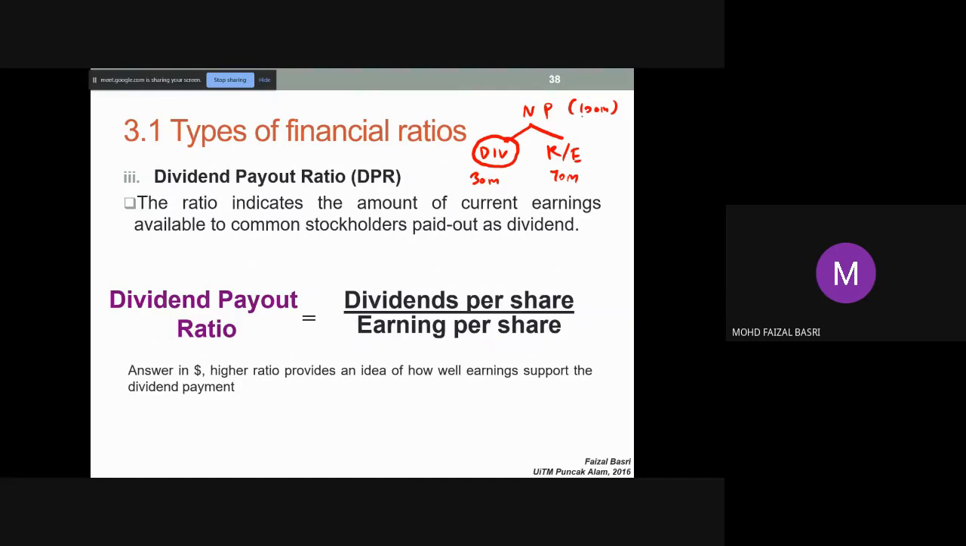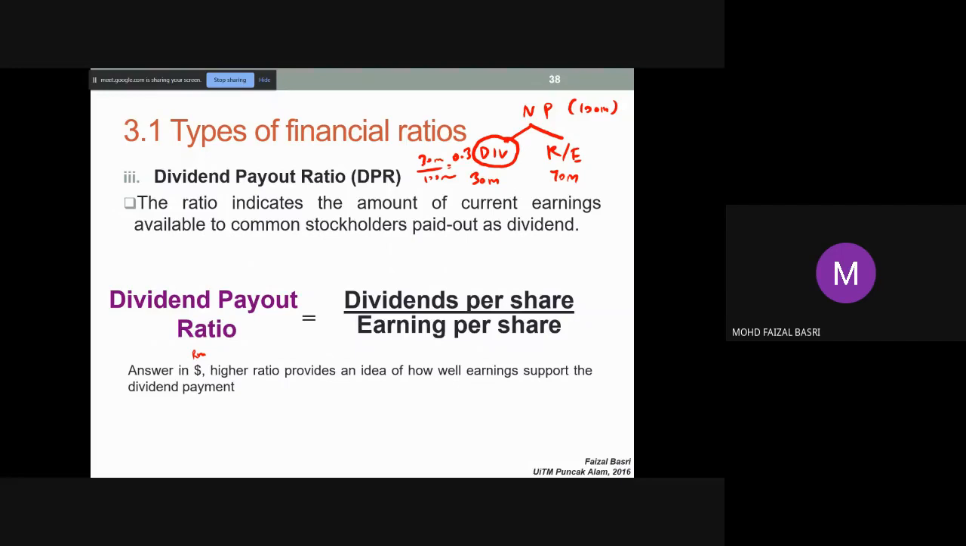Okay, so when we want to measure the dividend payout ratio, what we do is take the dividend portion and divide it with the earning portion. So to get the dividend payout ratio, we can use this formula, which is 30 million divided by 100 million, in this example. So you get about 30, and you can use it in percentage or in points. In this case 0.3, which is in ringgit, 30 cents, or in percentage, 30%.